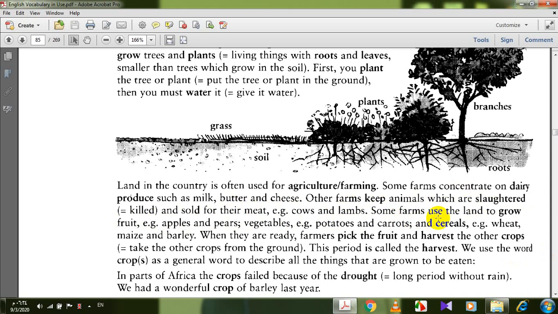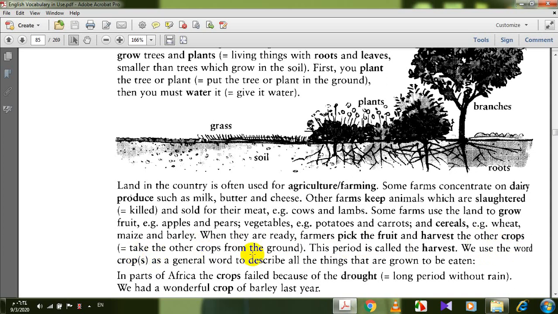Some farms use the land to grow fruit, like apples and pears, vegetables, e.g. potatoes and carrots, and cereals like wheat, maize and barley. When they are ready, farmers pick the fruit and harvest the other crops.